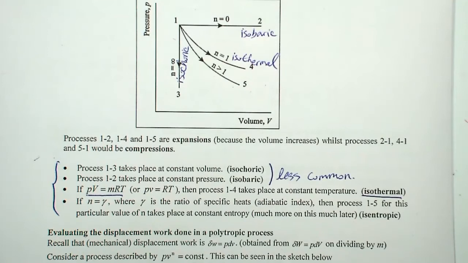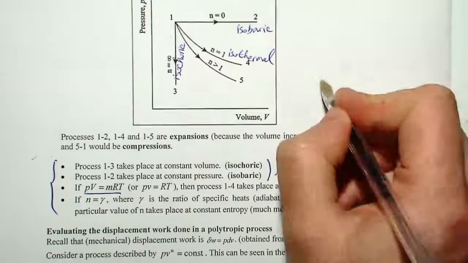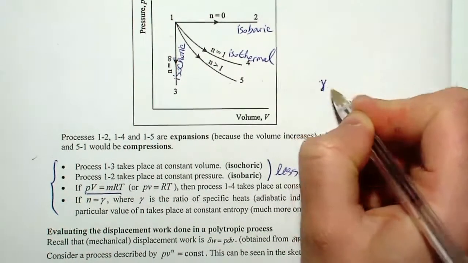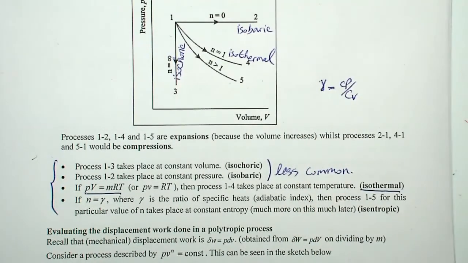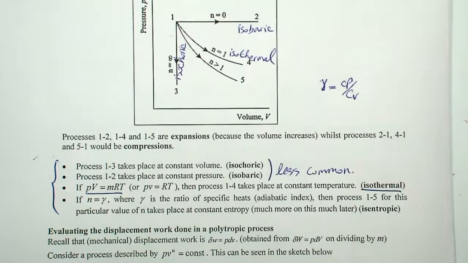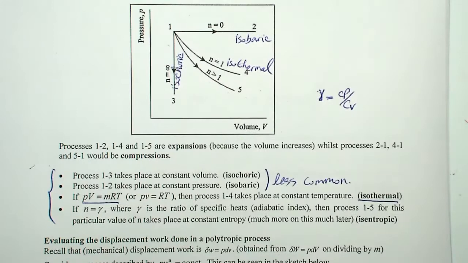There is one special case when n is equal to a certain value, this constant called gamma. And gamma is actually a ratio of Cp to Cv. We'll come across Cp and Cv, but I'm not going to talk about those. What you need to know now is just that gamma is the value of Cp over Cv. And when that is the case, you have a very special case called an isentropic process.